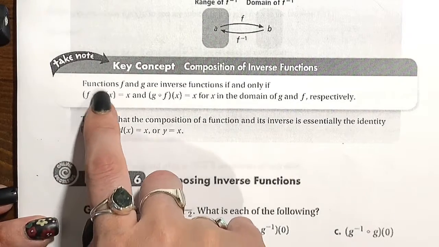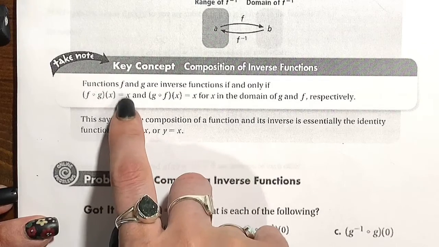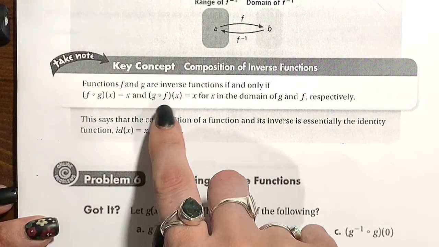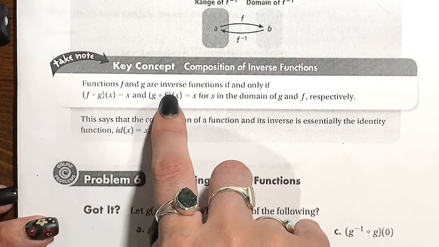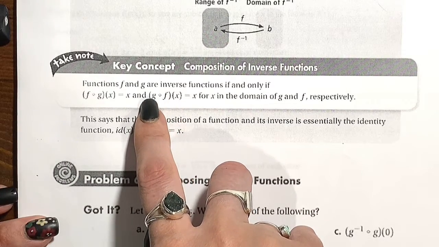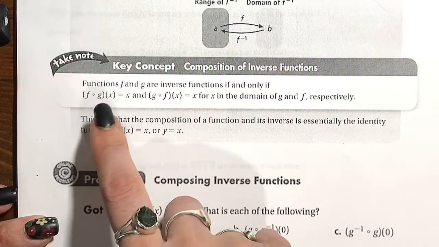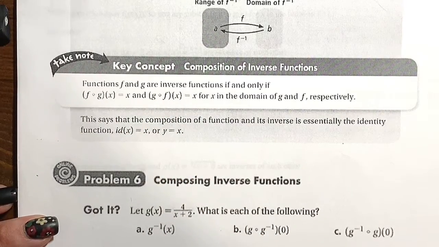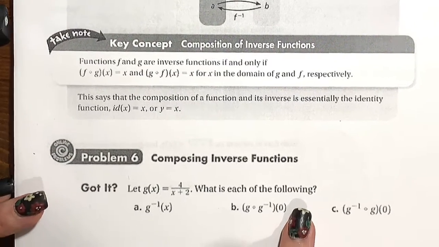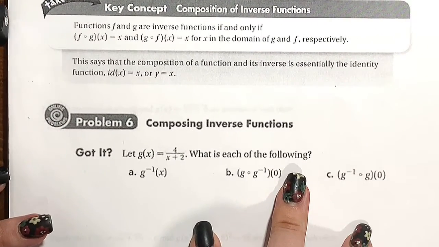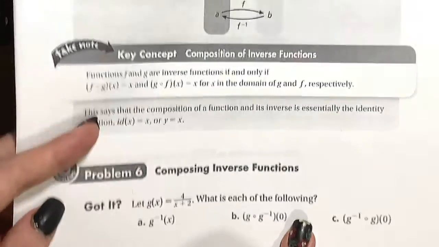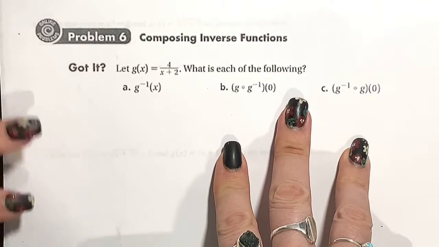So on this one, g is going to plug into f, and we should get just x back when we do that. And on this notation here, f is going to plug into g, and when we do that, we should just get x back. And if we do, we would say that both f and g are inverses. So it's just a way to check to see if two functions are inverses by doing that composition. So let's practice a couple.